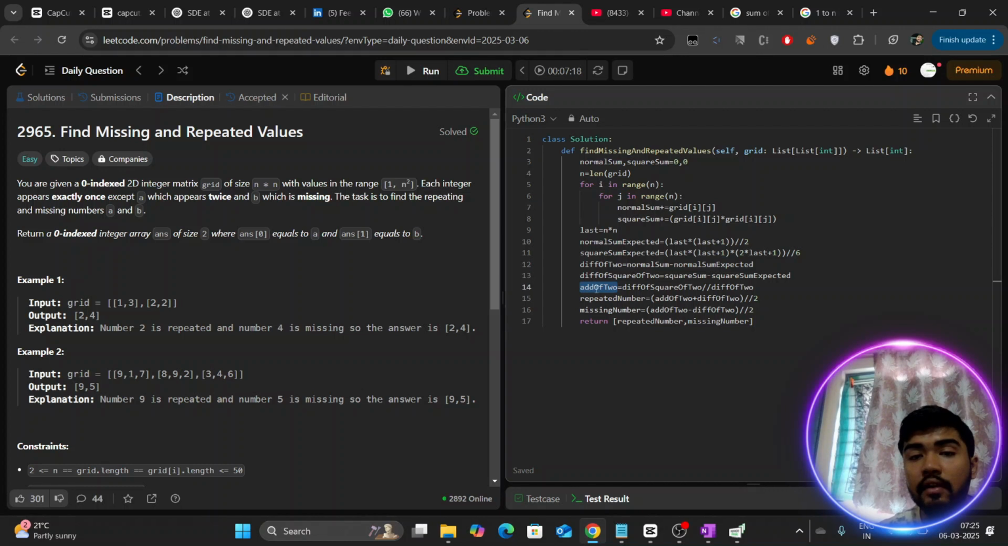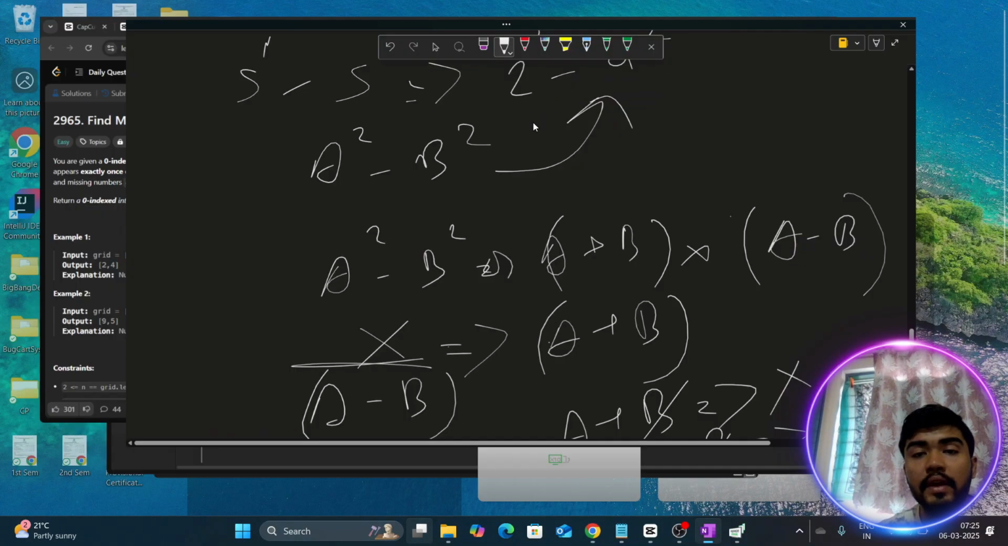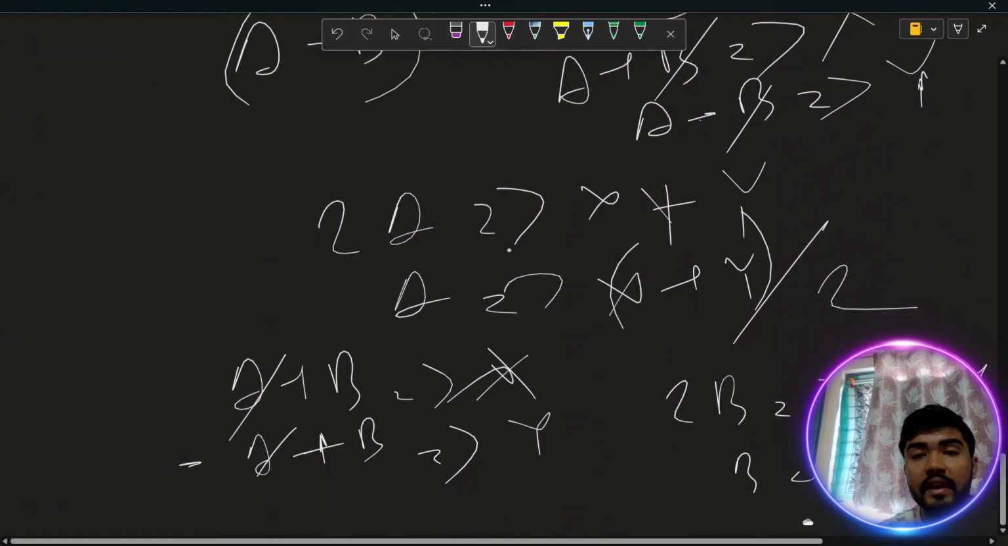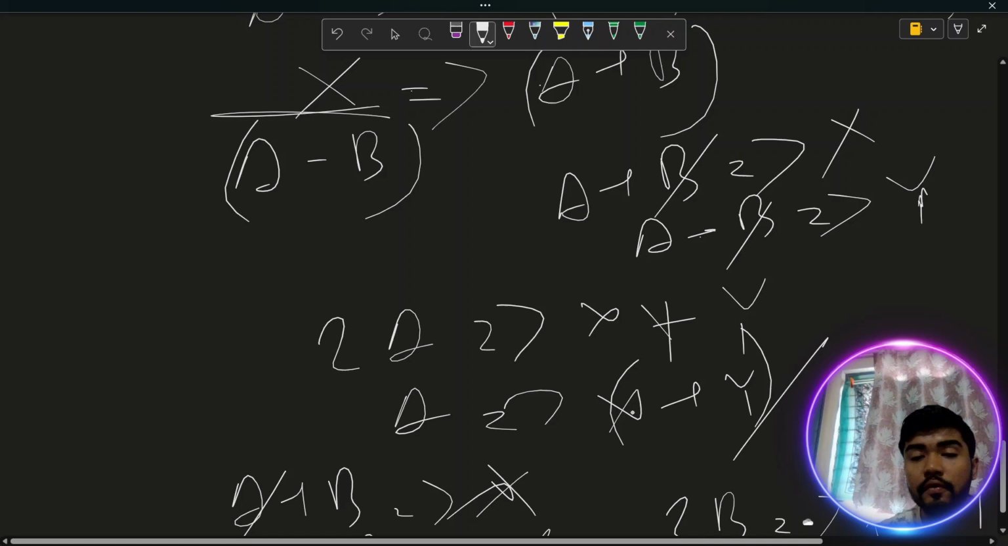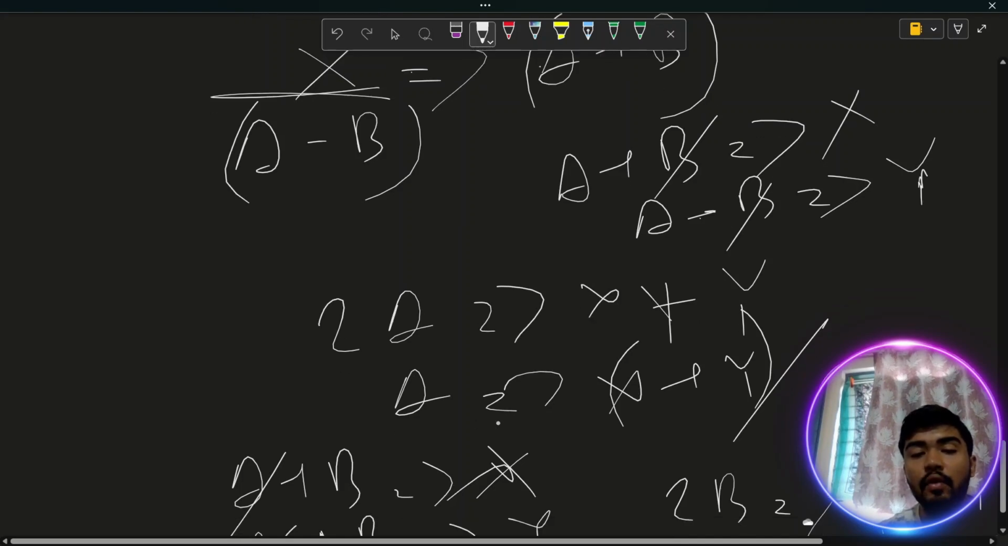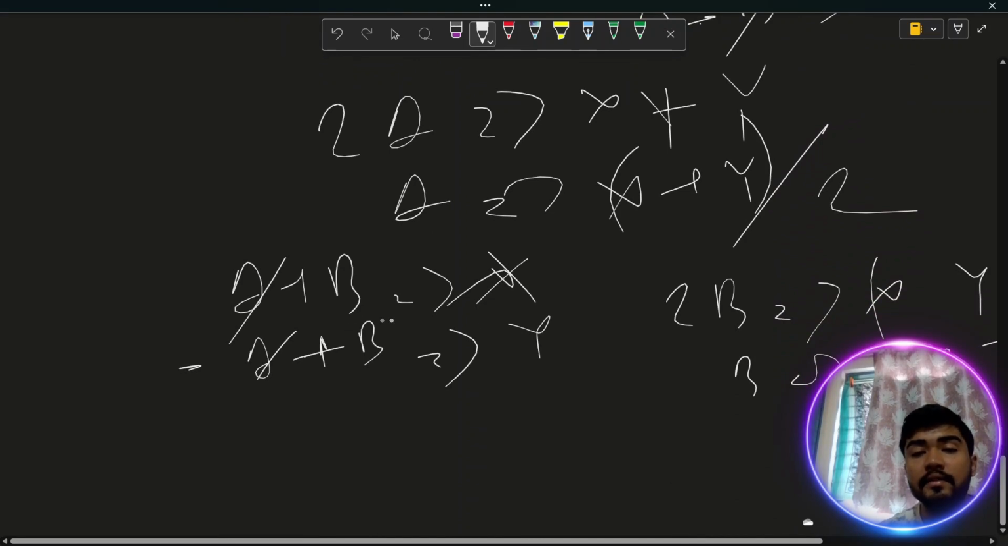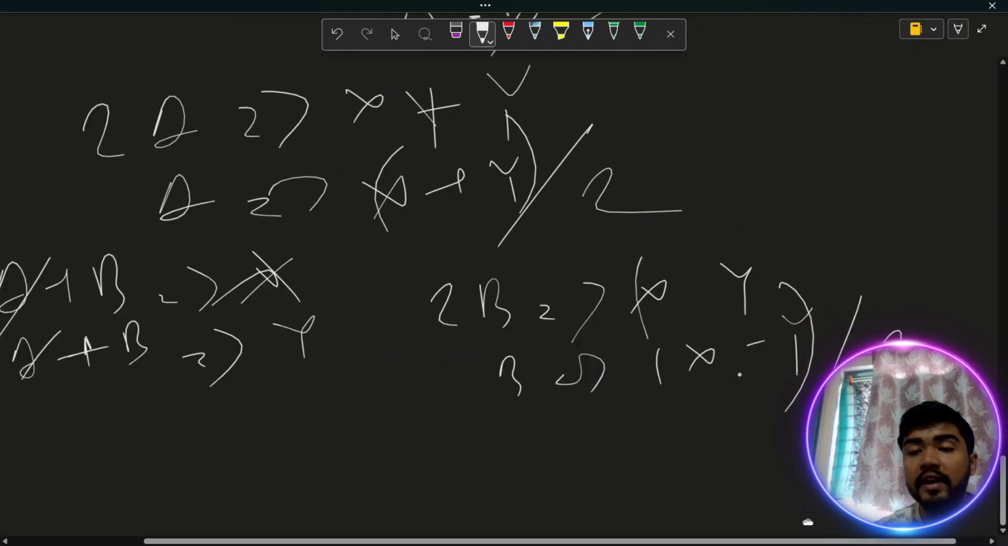Now we have our add of 2 and we have our diff of 2. So the repeated number should be add of 2 plus diff of 2 divided by 2. That is our repeated element. And what is our missing element? The missing element should be add of 2 minus diff of 2 divided by 2.